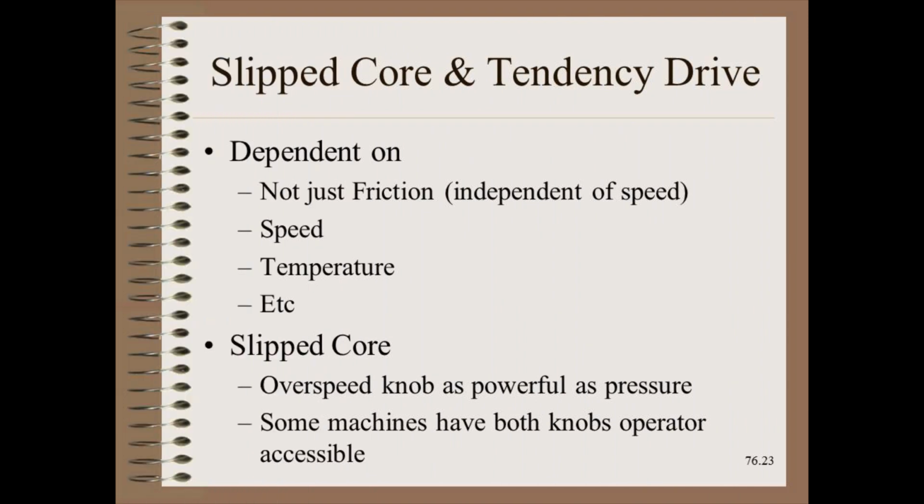The big picture problem with both slip core and tendency drives is complexity. The amount of tension produced on the web or winding roll depends on so many factors, almost none of which will be known by the engineers who built the machine, much less the poor operator who must operate the machine. Worse yet is the design sin of having two knobs to do the same thing, as is the case in overspeed and pressure on differential shafts.